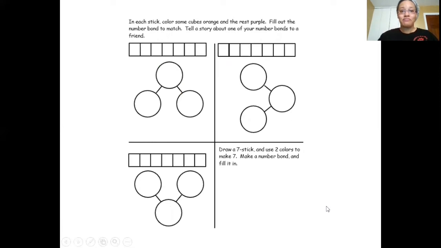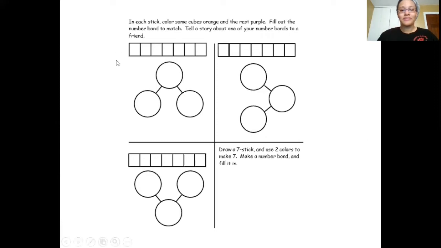In each stick, color some cubes orange and purple. Fill out the number bond to match. Tell a story about one of your number bonds to someone in your family. Okay, so what two colors do we need? Orange and purple.